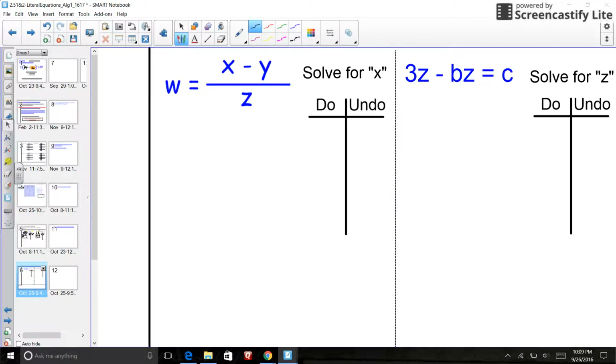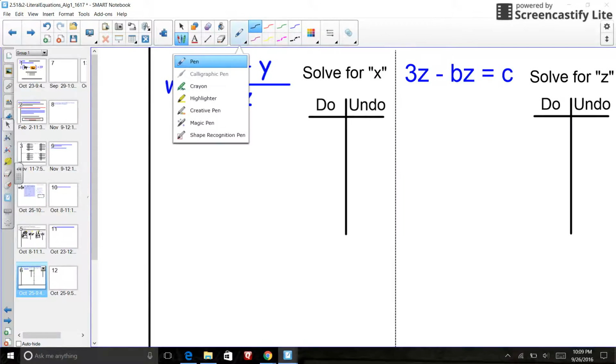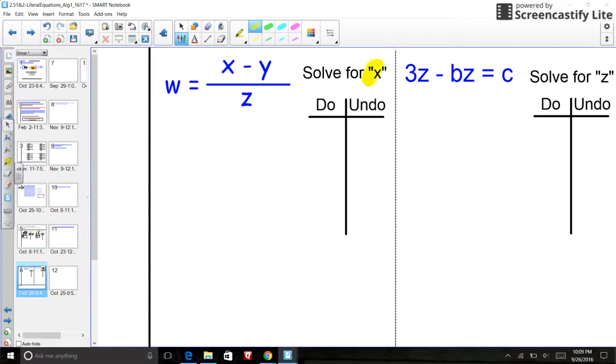But what happens when you have one that looks like this? Right over here it says solve for x, so I've got to get the x by itself. Now there's a slight problem. Do you see how that whole line right there means that is a grouping symbol? So I'm going to put parentheses around that x minus y, just so I know that, hey, that's keeping stuff in.